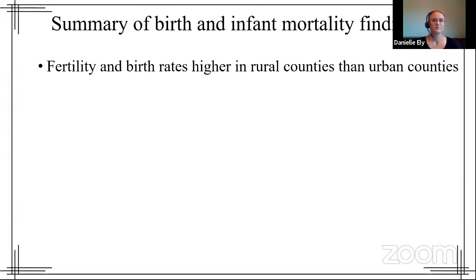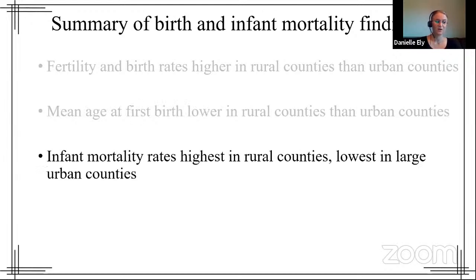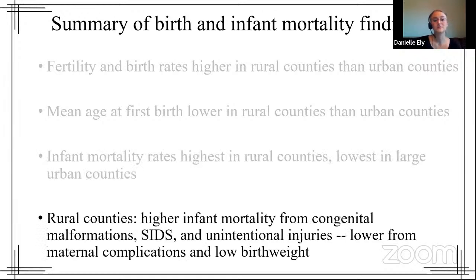So an overall summary of what I've shown you here today using our files that has mostly focused on rurality or urbanicity, however you want to look at it, is that fertility and birth rates are higher in rural counties than urban. The mean age at first birth is lower in rural counties than urban counties. Infant mortality rates were highest in rural counties and lowest in large urban counties. And rural counties had higher infant mortality from congenital malformations, SIDS, and unintentional injuries, while having lower infant mortality rates from maternal complications and low birth weight.